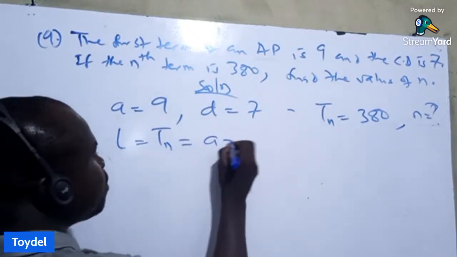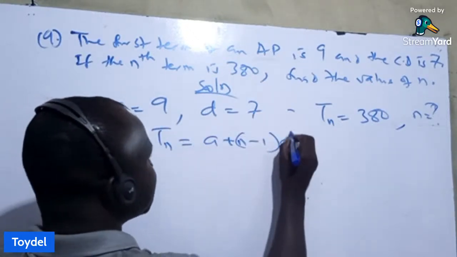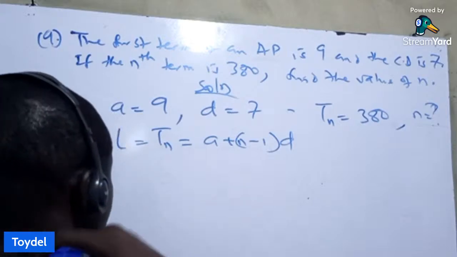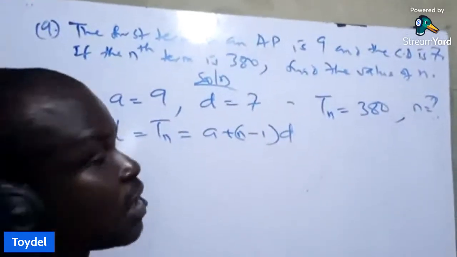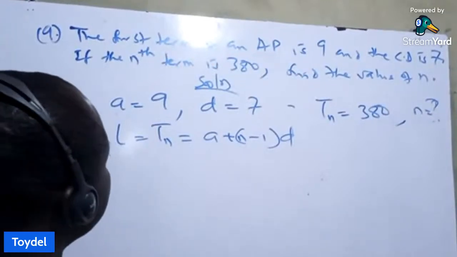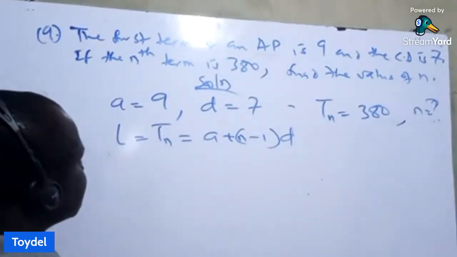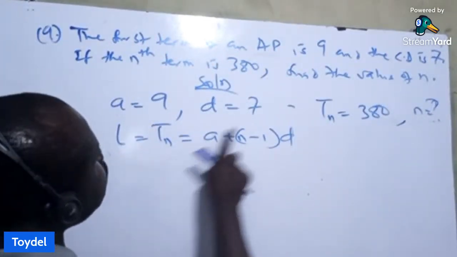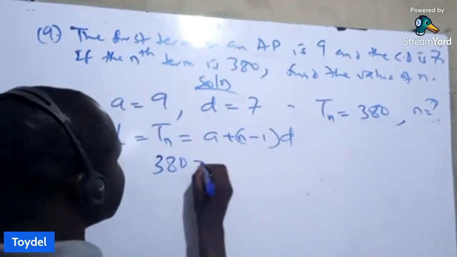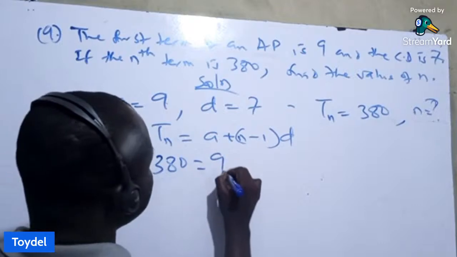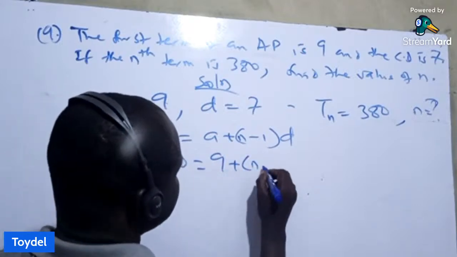By formula, the last term of AP, which is equal to the nth term of AP, is given as a plus (n minus 1) d. Please, if you want to know more on sequence and series, just watch my video on sequence and series. We have a whole lot of explanation there and examples. So the nth term is given as 380. So I'm going to say 380 is equal to 9 plus, we are looking for n, (n minus 1).